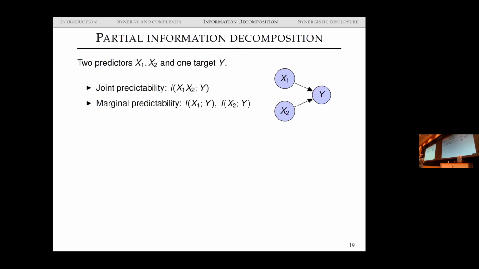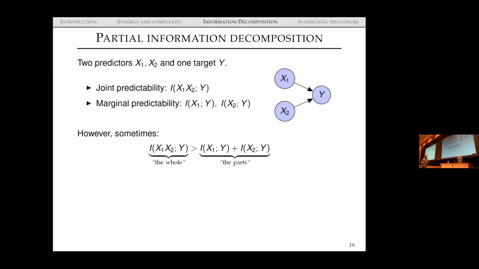In PID, or partial information decomposition, the basic setting is the following. We have two predictors, x1, x2, and we have one target, y. And we have the joint predictability, so how much can I predict y by looking at both predictors together, and the marginal predictability, so how much can I predict y by looking at each predictor separately. Okay? And sometimes the whole can be greater than the parts, meaning that I can get more predictability by looking at both of these at the same time than I could get by looking at either of them separately and then summing those two pieces of information together.